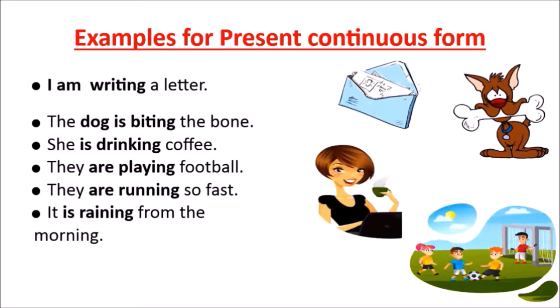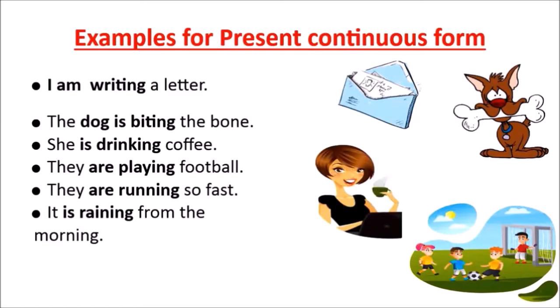So look at the next example. The dog is biting the bone. Look at the picture. The dog is having a bone in its mouth and it's biting. So it never stops. So it is a present. The action happens in the present tense, but in a continuous manner. So that's why we are using present continuous tense and the ing form of verb.